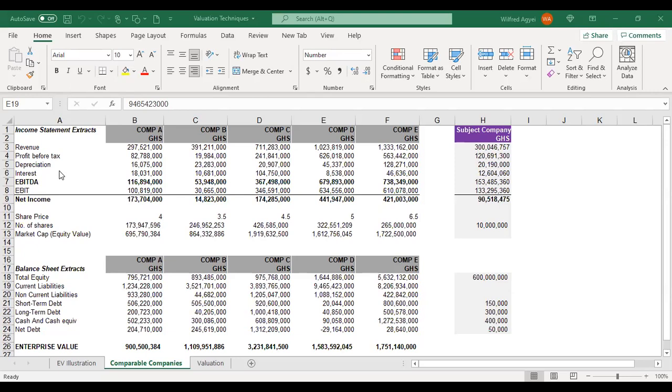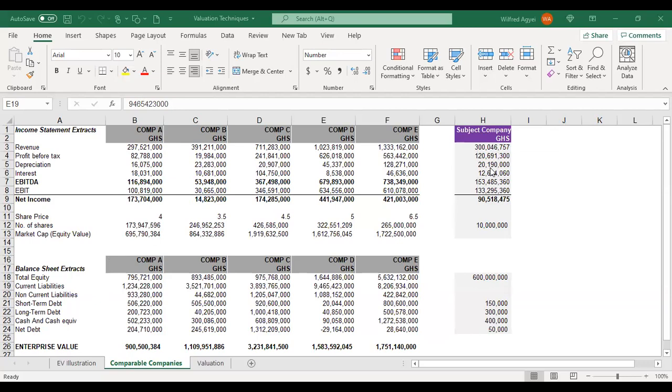After doing your data entry for all these companies' financial statements, you have to summarize them in an extract format to get something like this. So it runs through from the top line item, revenue, to net income. And from there, you get the market data, that's the share price multiplied by the number of issued shares, and you get the equity value. This is the line items for the company that we want to value.